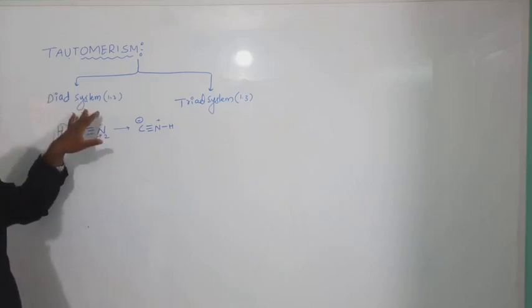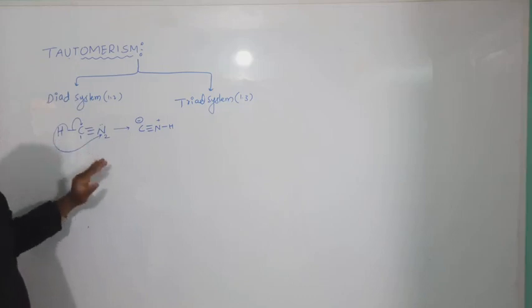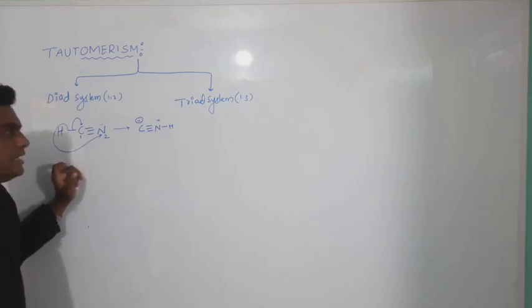That's why it is called a diad system. In the diad system we have only one example, that is hydrogen cyanide.